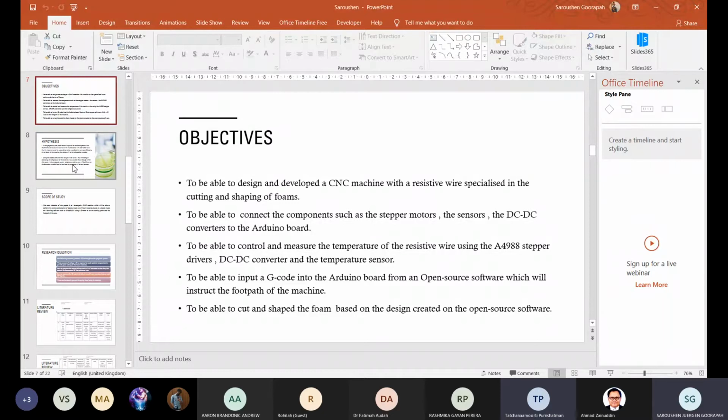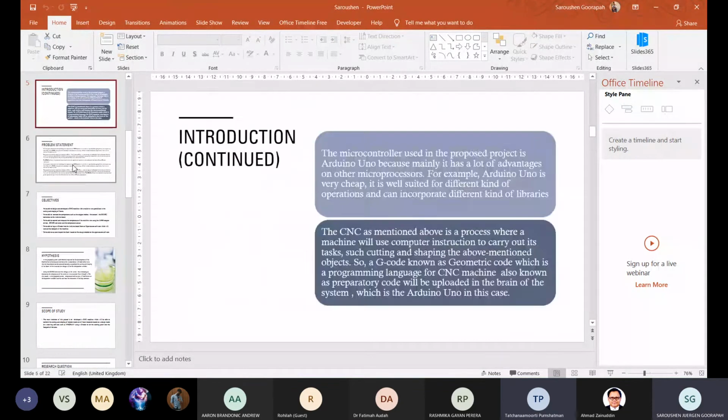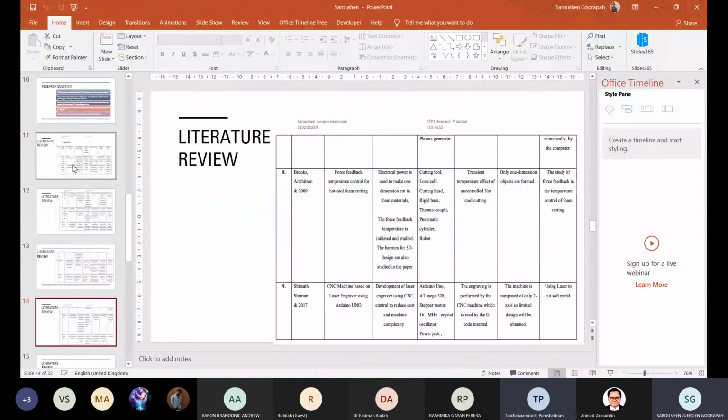And then the first one, what would be the measurement? Is there any measurement for: to be able to design and develop a CNC machine specialized in cutting and shaping the form? How are you going to measure the first objective? Are you going to show the complete design at the end of your FYP? Yes, sir. That means the blue image I saw before is the design you're going to show as the final output, right? Yes, sir.